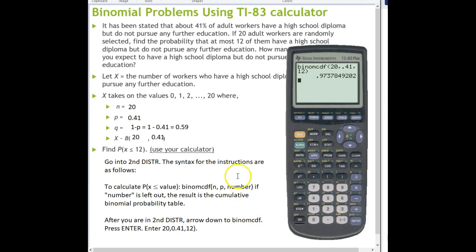So the probability and the solution to this is 0.9737. So there's a probability of 97% that at most 12 of the workers have a high school diploma but do not pursue any further education.